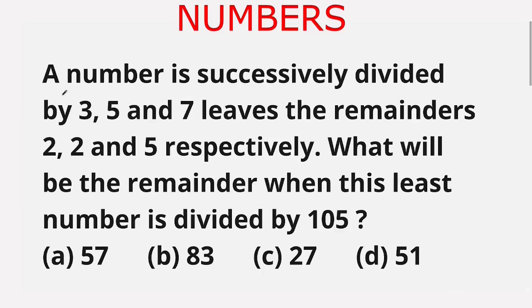Our question is, a number is successively divided by 3, 5 and 7 and leaves the remainders 2, 2 and 5 respectively. What will be the remainder when this least number is divided by 105? The given options are option A, 57, option B, 83, option C, 27, option D, 51.